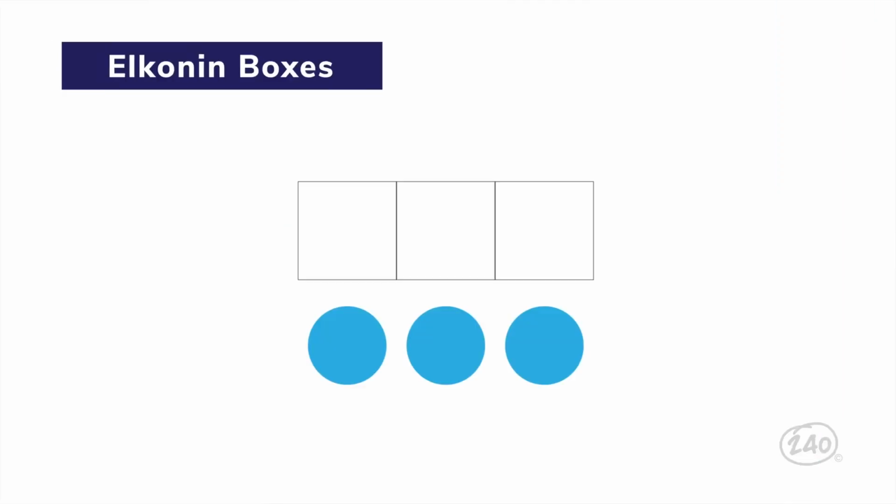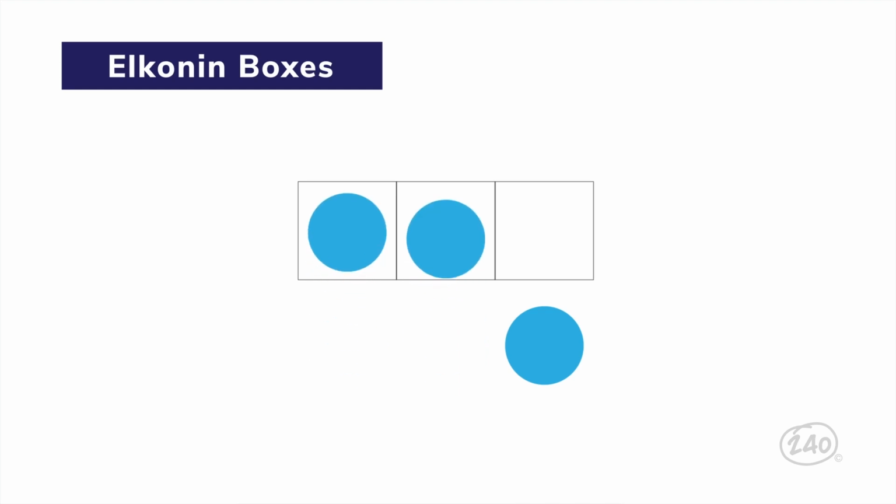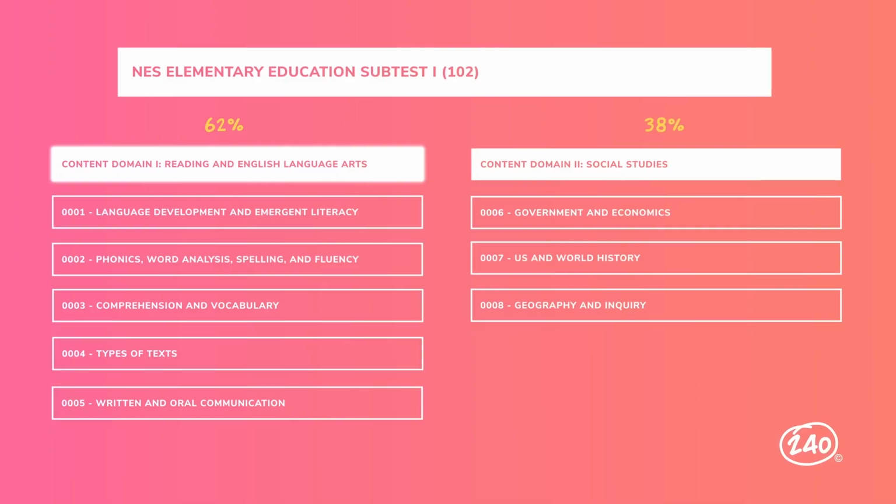Elkonin boxes. Now you may have heard these called sound boxes as well, but you can use these for all types of things. For phonemic awareness, they can be used for isolating and segmenting phonemes. As students say the word, they can move a token into the box for each sound they hear. Once students are able to work with sounds and words, they're ready to connect those sounds to their symbols. Which brings us to our second competency.